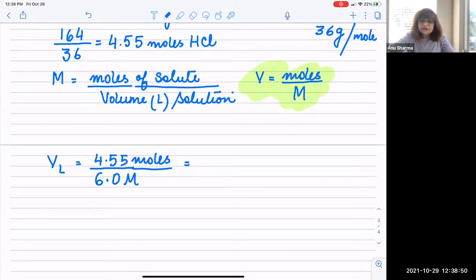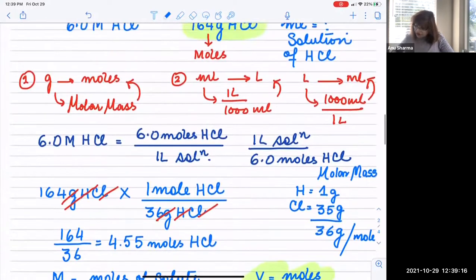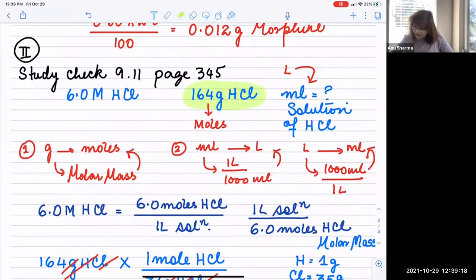Okay, let's finish this calculation. This is 0.759592, whatever this comes out to be. That is the volume in liters. But remember, the question is asking for the answer in milliliters of HCl.